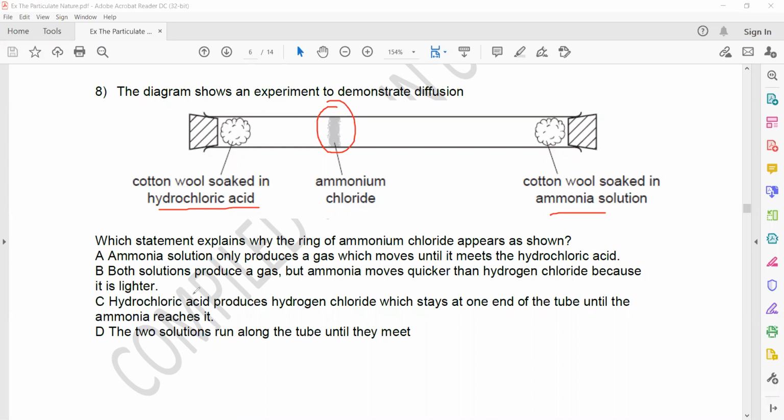So basically what happened, both solutions produce gas. This produces HCl gas and this produces ammonia. And when HCl mixes with ammonia, because ammonia is lighter, it will diffuse faster. That's why this ammonium chloride is formed closer to HCl, as HCl is diffusing slower compared to ammonia. So both solutions produce gas, but ammonia moves quicker than hydrogen chloride because it is lighter. So B is the right answer for this question.